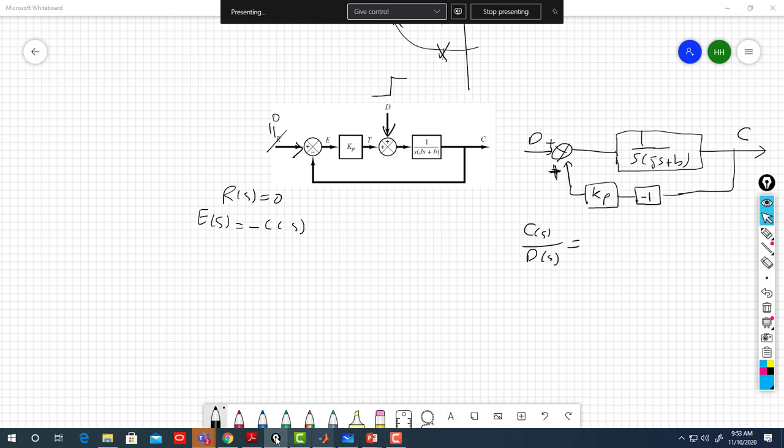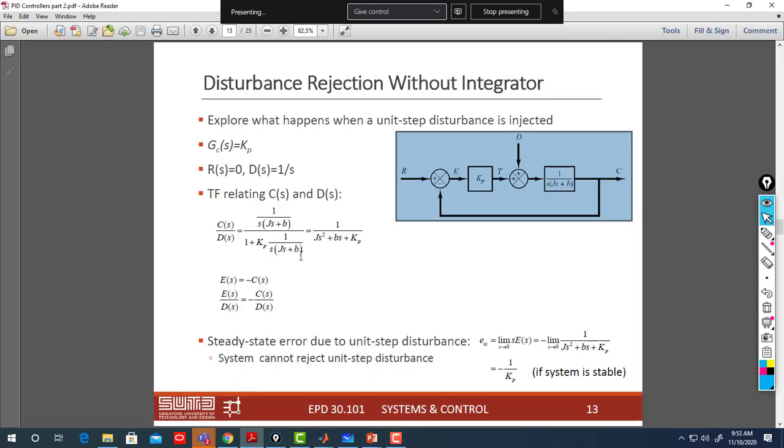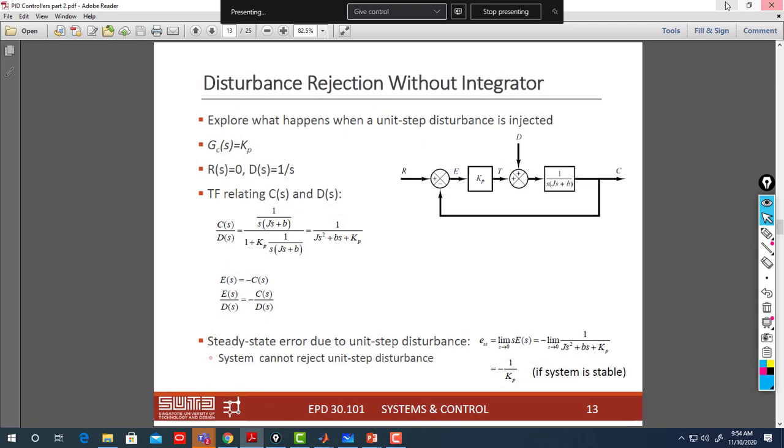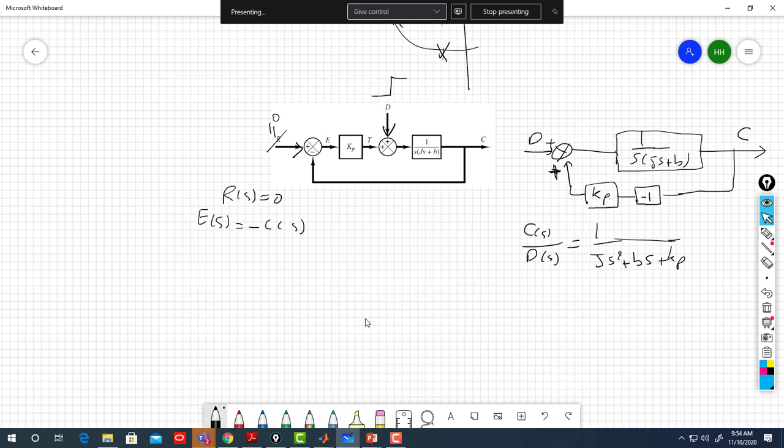Just to not lose time, it is an easy derivation. That's the transfer function C over D: 1 over GS square plus BS plus KP. If I'm not wrong, there is nothing in the numerator. Okay, so this is your transfer function.